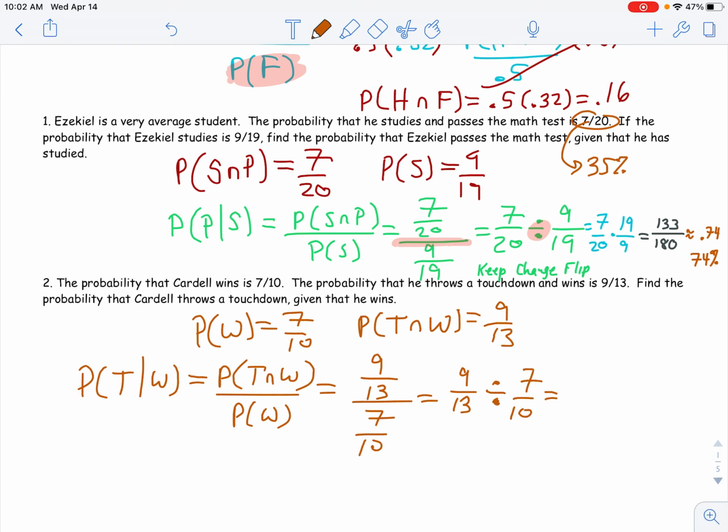All right, keep, change to multiplication, then flip. We're going to get that over 9, equals 90 over 91. So almost 100% chance that he throws a touchdown during wins.